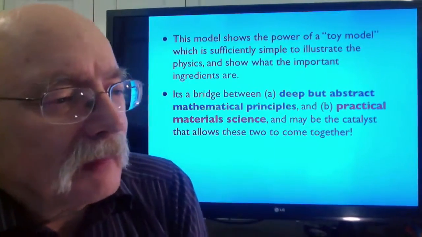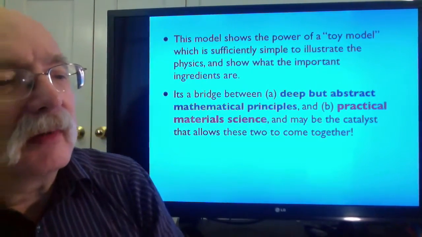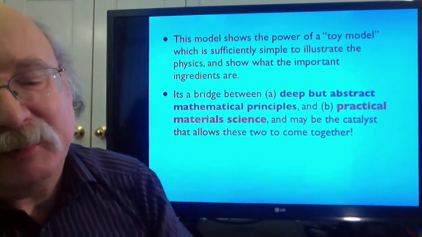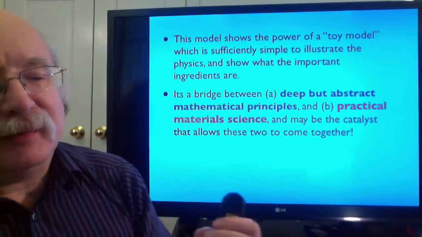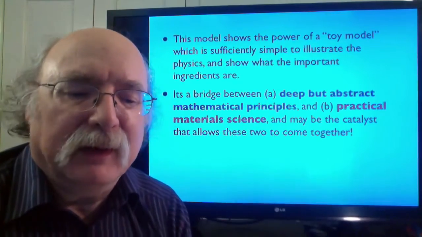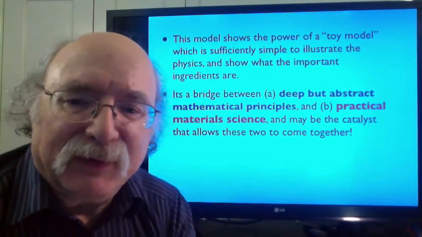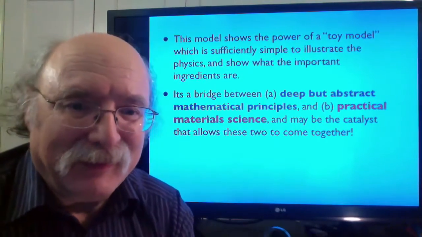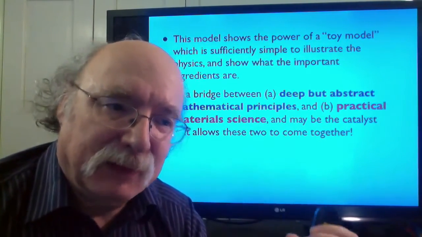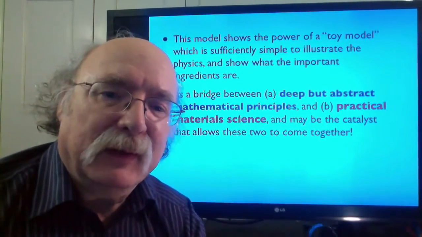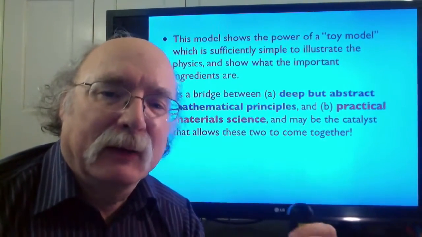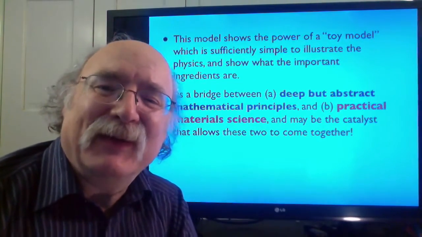So finally, this model shows, in my view, the power of a toy model which is sufficiently simple that the essential physics can be worked out explicitly. And such models really provide an essential link between very deep and abstract mathematical principles such as classification under Chern classes or K-theory and practical material science, where people are actually trying to make real materials to exhibit these wonderful topological properties. And in my view, the one thing that makes these principles credible and shows the way forward is to always come up with a clean toy model that really gets to the heart of the matter and shows what's going on. Thank you very much for your attention, and good luck with your own toy models.